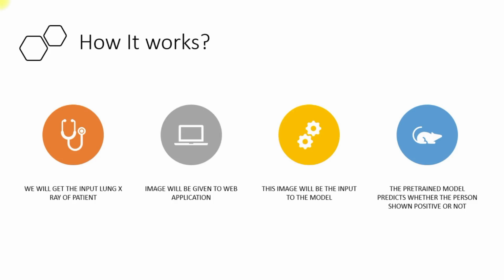How it works: initially we get an input lung x-ray of the patient, which is used to test whether the person is affected with COVID or not. This x-ray image is given to the web application. Consider a Flask application we develop. Behind this Flask application, a deep learning model is developed. This deep learning model takes this input, processes it, and gives an output whether the person is affected with COVID or not.